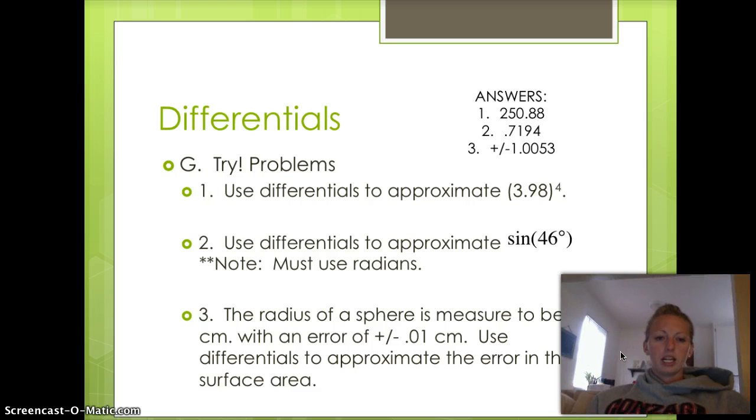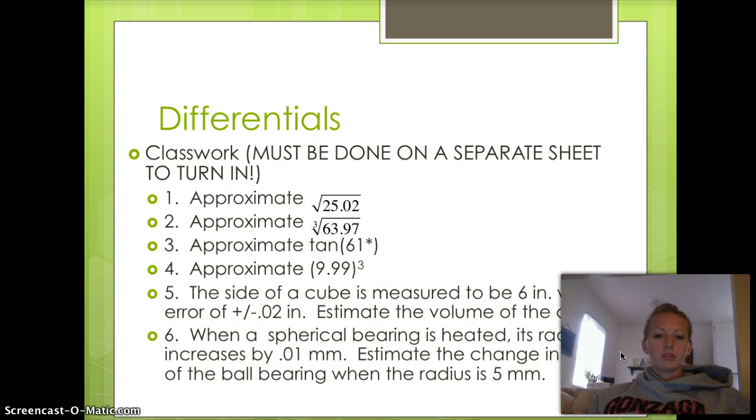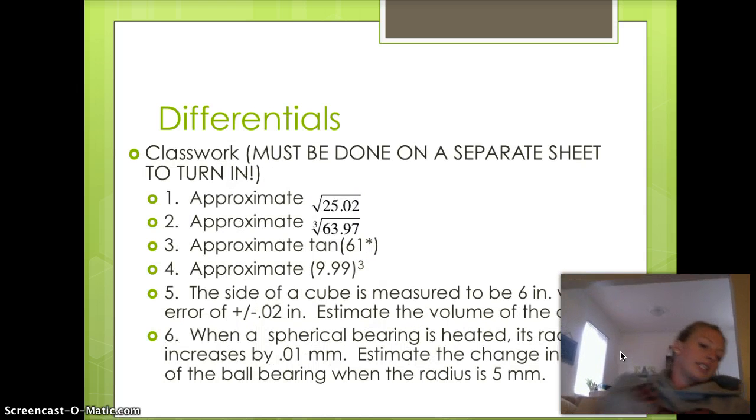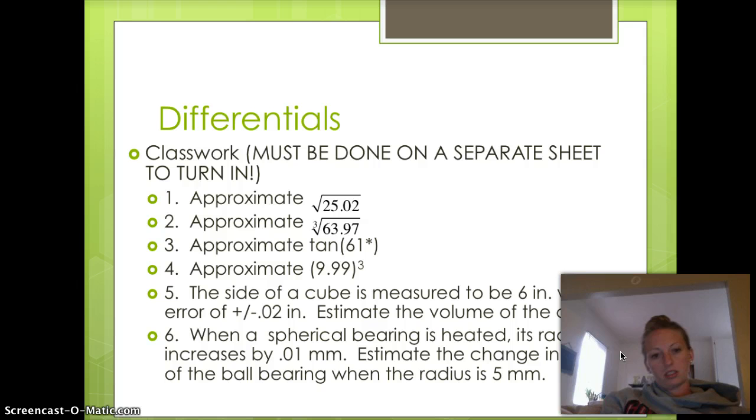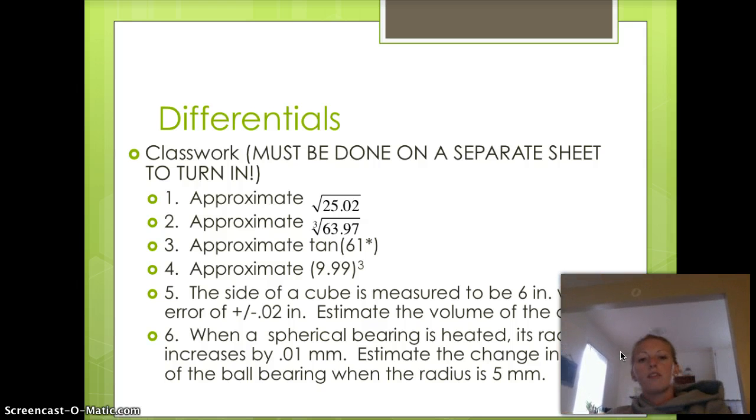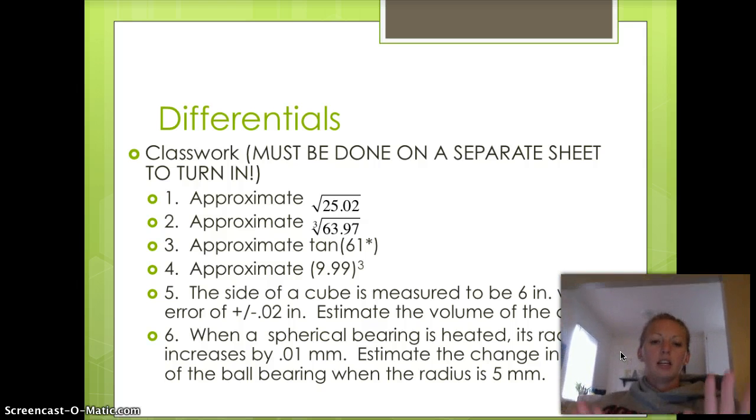And these I will not collect. The try problems I won't collect. Classwork will be collected though, which is on our next slide right here. So those are your classwork, and this is the same as the problems that come from practice set 18 in your Princeton Review book. I didn't use all of them, but most of them. Again, this is due on Thursday. It needs to be done on a separate sheet so you can turn it in. If you have questions, email me, bring it on retreat, whatever you want to do.